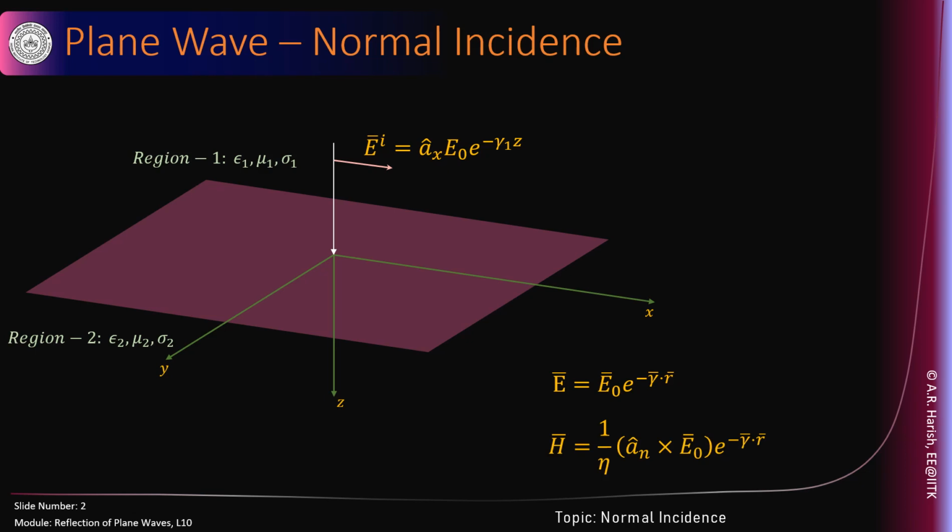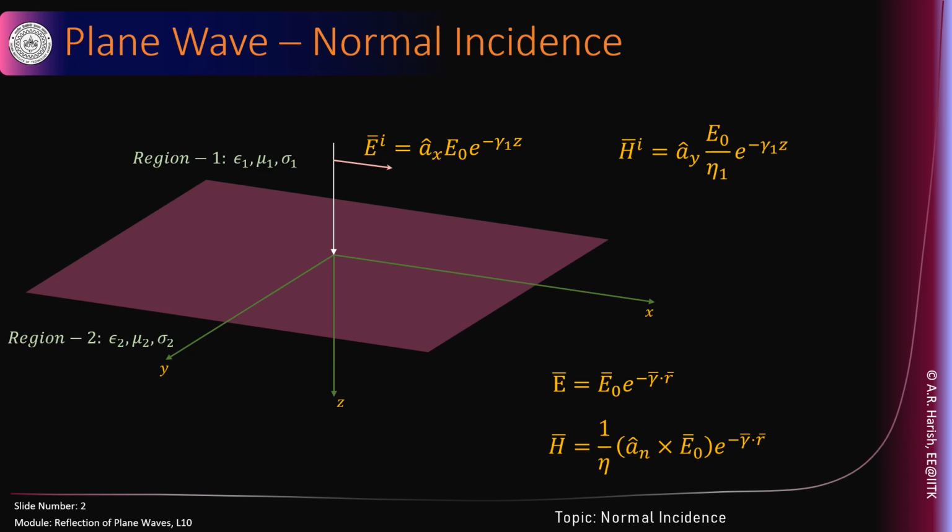We know this result. It is 1 upon eta, a n cap cross E naught bar e to the power of minus gamma dot r. What is a n cap? It's a unit vector in the direction of the propagation constant gamma. So in this particular case, a n cap will be z cap. Therefore H i is z cap cross x cap, which will be y cap. So H i will be a y E naught by eta 1 e to the power of minus gamma 1 times z. Gamma 1 and eta 1 we know; they can be specified in terms of epsilon, mu and sigma of region 1.